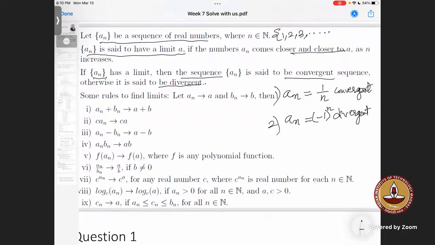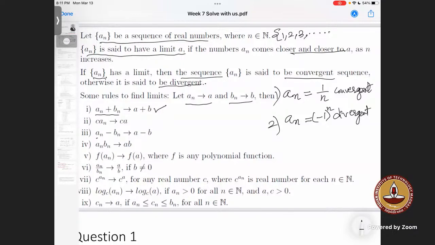Okay. There are some formulas for you, some 9 formulas. I think most of you are familiar with this. We will be using these formulas exclusively to solve the problems. So let's say there are 2 sequences, an and bn. The limit of an is a, and the limit of bn is b. So the limit of an plus bn is a plus b. Is that clear for everyone? Yes, sir.